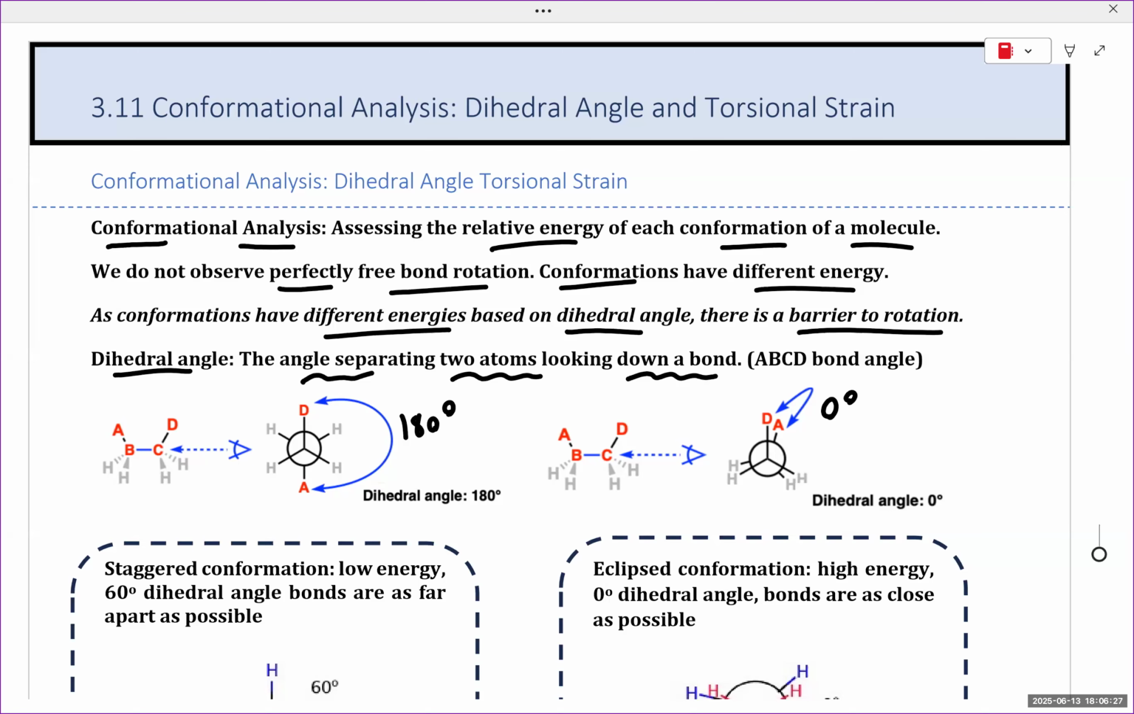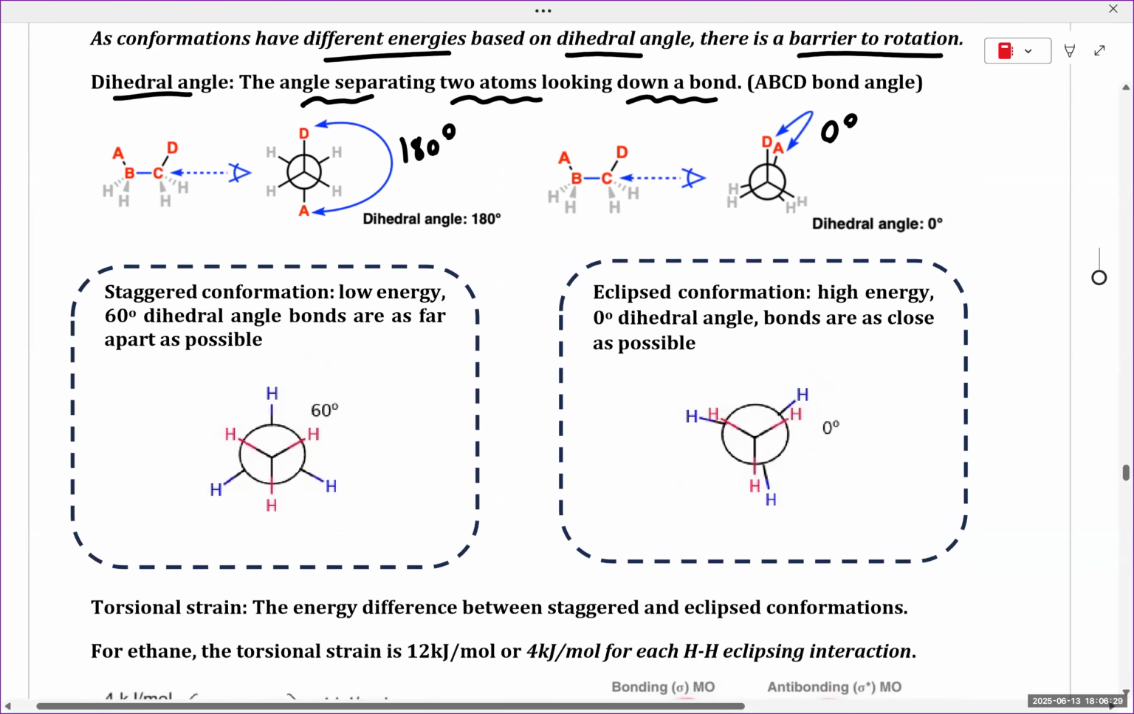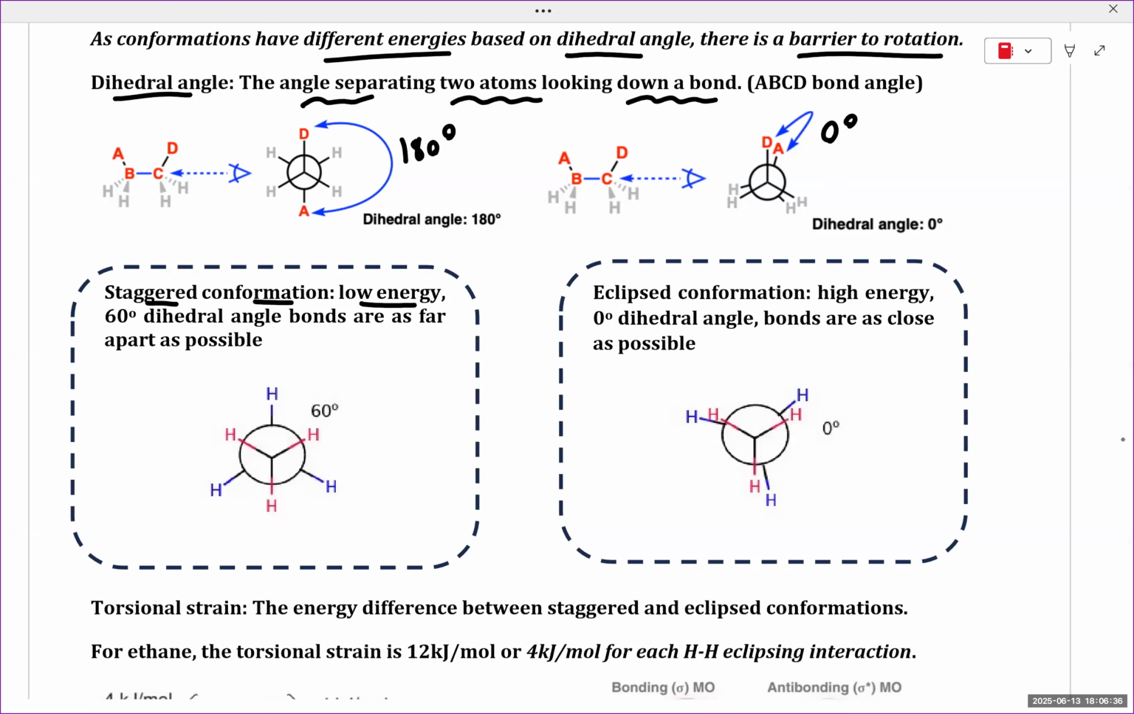Now, we give certain conformations specific names. The staggered conformation is a low energy conformation where there's a 60-degree dihedral angle and the bonds are as far apart as possible. As you can see here, we have a dihedral angle of 60 degrees. In the eclipsed conformation, it's a high energy conformation with a 0-degree dihedral angle and the bonds are as close as possible. As you can see, this dihedral angle is 0 degrees.